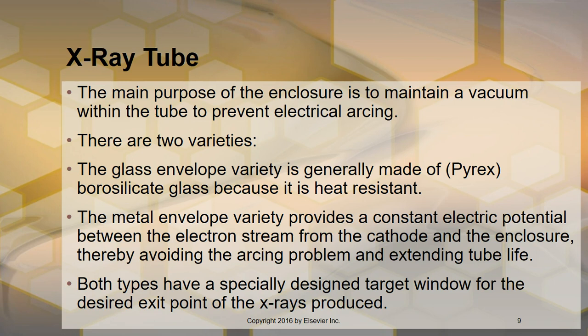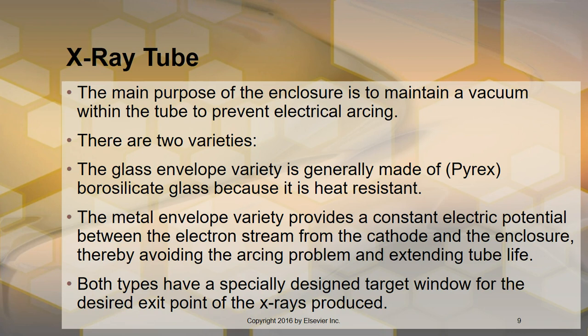But as the tube ages and we use it more often, there's tungsten deposits that happen on the inside of that glass, and that can actually cause it to become bronze colored. And then those little tungsten pieces can start causing arcing again and damage. And then there's the metal envelope variety that has a constant electrical potential between the electron stream, and that avoids the arcing problem and extends the tube life.